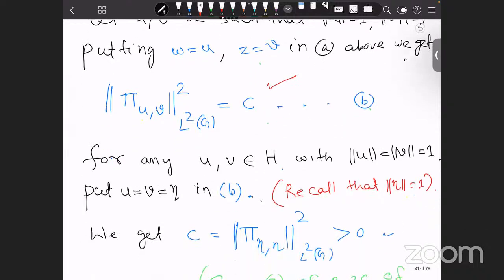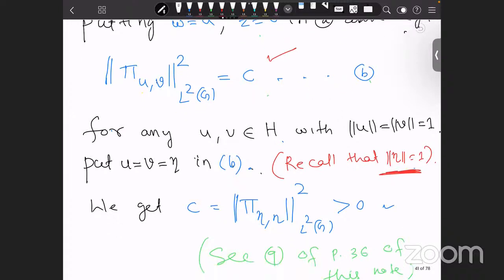Now I put u equal to v equal to eta in H, where eta is a fixed vector in H so that norm eta is equal to 1. That means from this I will get C is equal to the norm square of pi eta comma eta, and this is a non-zero function in L2(G). I have explained that in the previous lecture. So this norm square is strictly greater than 0, so I am getting C greater than 0.